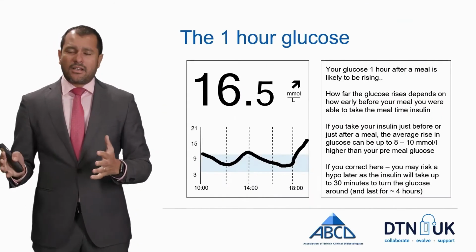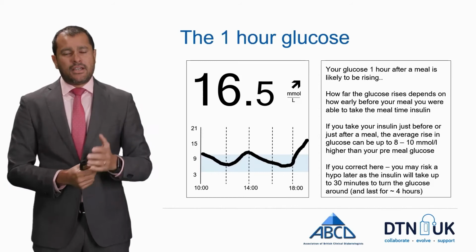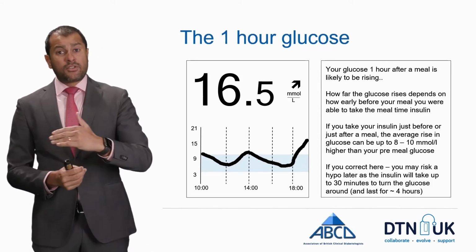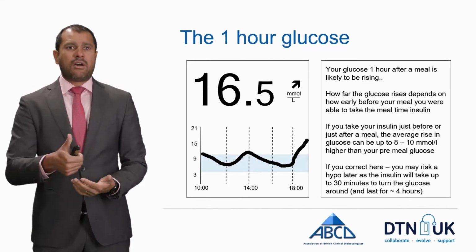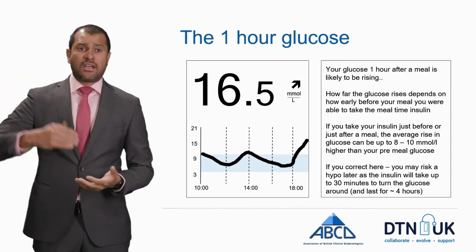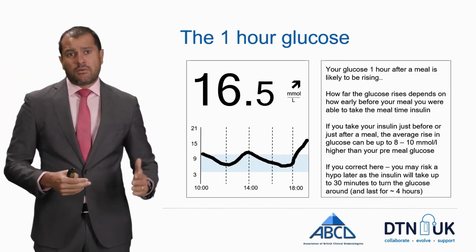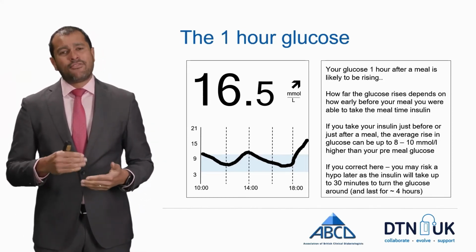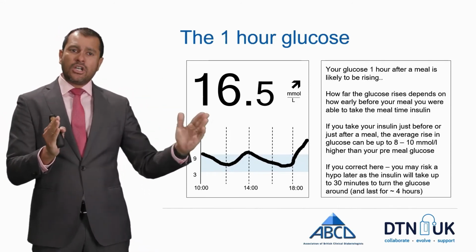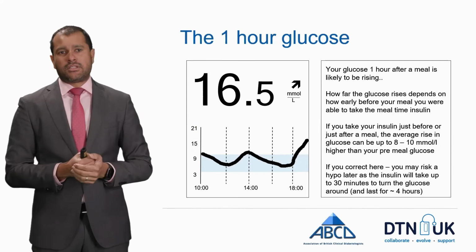So just take that a little bit further, if you like. It's how you use the blood sugars at different times. So if you look in the post-meal, a key time is the 1 hour post-meal glucose. That's generally the time when your blood glucose is the highest after a meal. So an hour after you're likely to be rising, and how far it rises generally depends on how early before your meal you're able to take your insulin.